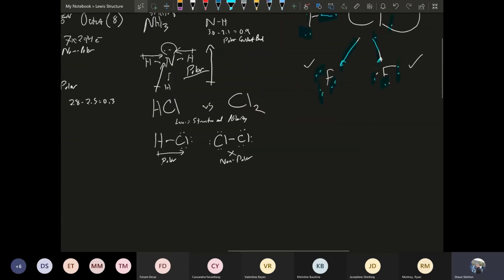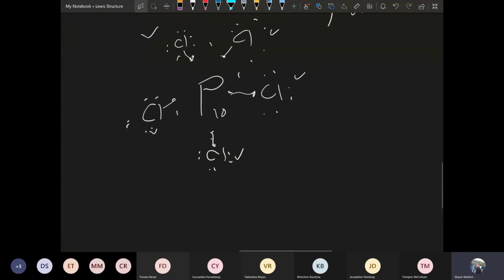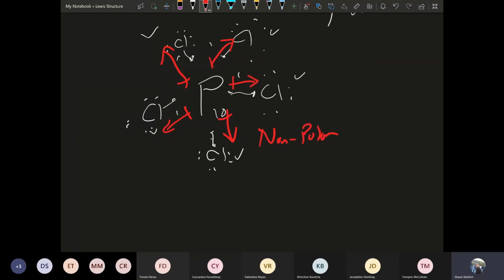Now, if we go back and look at the other one that we just did, PCl5. So you look at the PCl5. Is the chlorine more electronegative than the phosphorus? Let's see here. No, it's the chlorine that's more electronegative. So I'm going to draw this in red just so we can see it a little better. So we have a pull this way, this way, this way, this way, and the opposite way. So clearly there's pulling in all the directions, and so they're going to cancel each other out. So therefore this compound is going to be non-polar as a result.